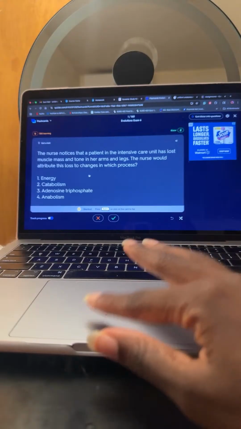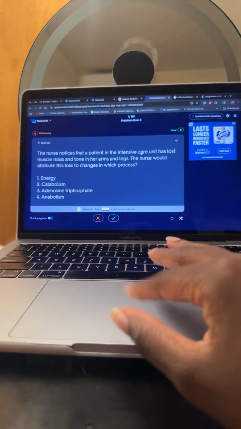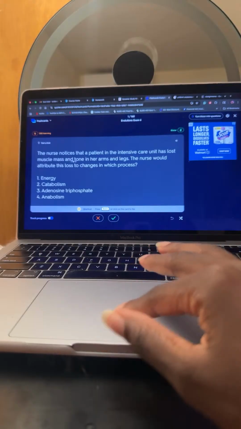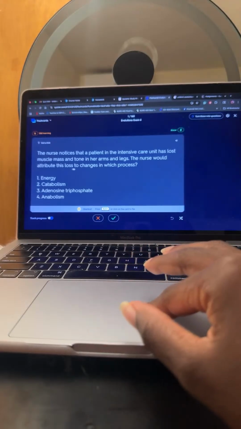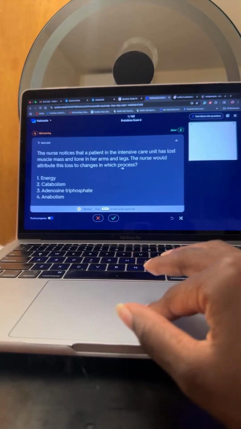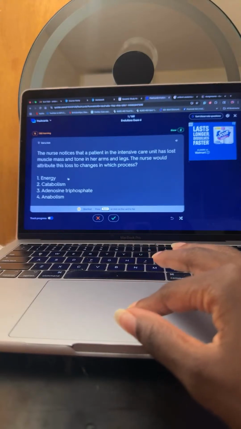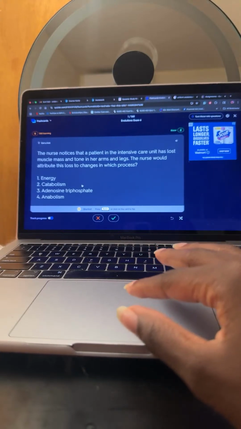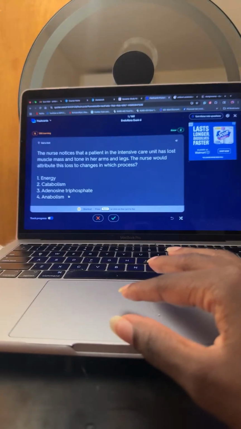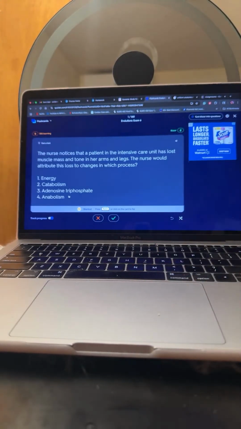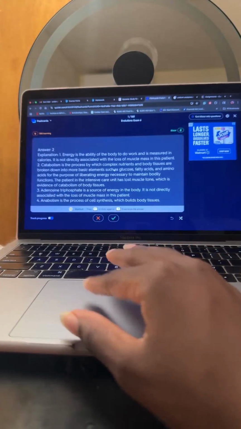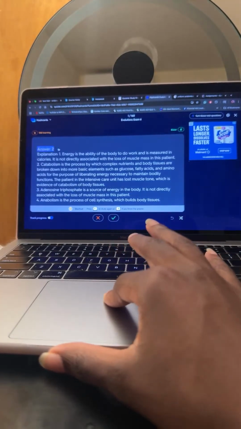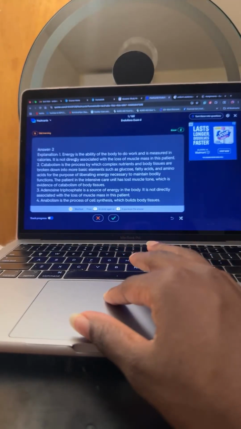So the nurse noticed that a patient in the intensive care unit has lost muscle mass and tone in her arms and legs. The nurse would attribute this loss to changes in which process? Energy, catabolism, adenosine triphosphate, or anabolism. So I'm going to go with 2, catabolism. So we're going to press space to flip. So the answer is number 2, which is what I said.